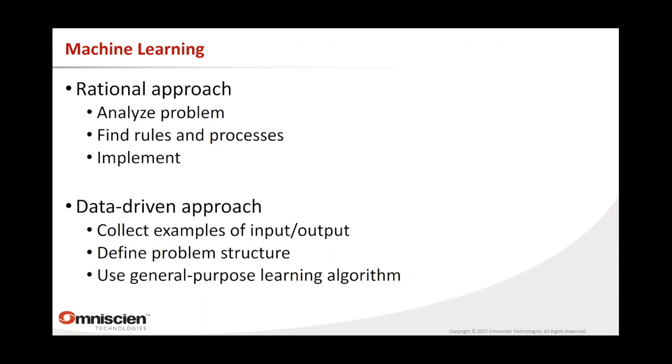So the big point of machine learning is to depart from, as you might call, the rational approach to solving a problem. Typically in computer science, if you have to solve a problem and implement a solution, you first take a really close look at the problem, analyze it, and then figure out what kind of rules or processes have to be employed to solve the problem. And then when you have that figured out, you implement the solution. In contrast, in data-driven approaches, you do not do that. You just collect a lot of examples of input and output and just have a general sense of the problem structure and then use a general purpose learning algorithm.